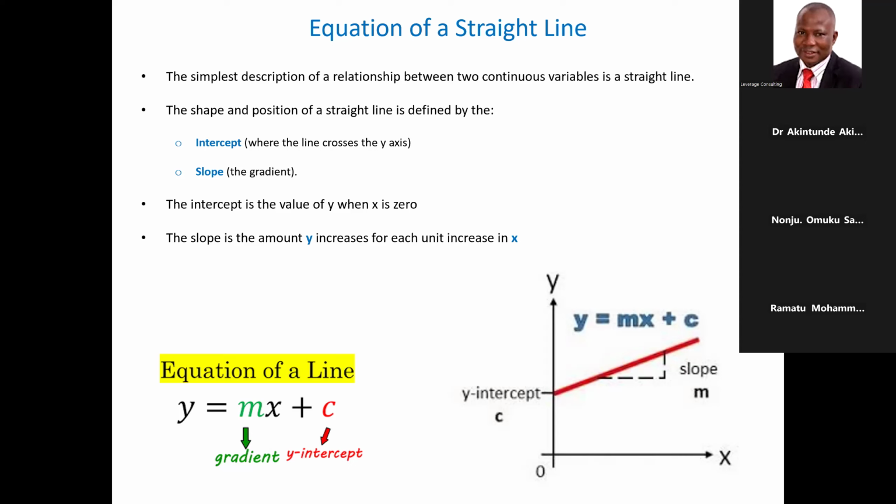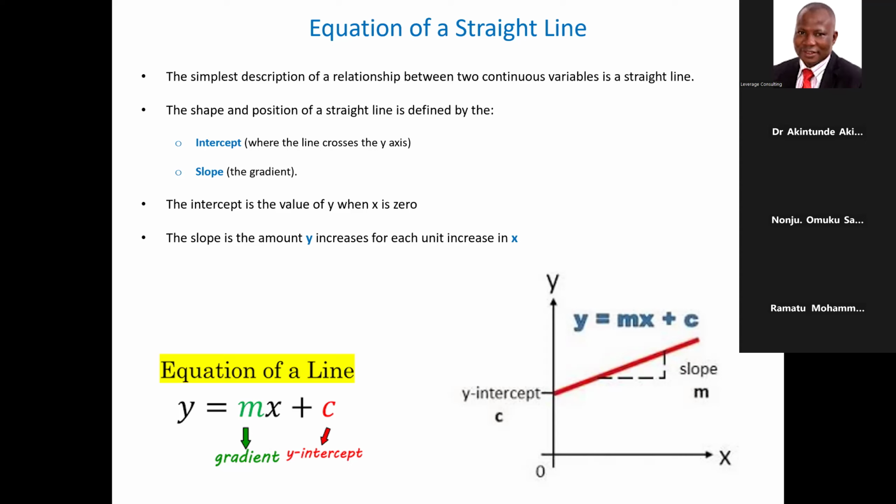Y is the outcome variable we are predicting. X is the exposure. M is the slope, and C is the intercept. C is where the graph crosses the y-axis. Just call it the y-intercept, because there's also a place where the graph can cross the x-axis, which is the x-intercept. But that C here is not the x-intercept, it's the y-intercept, where the graph crosses the y-axis.